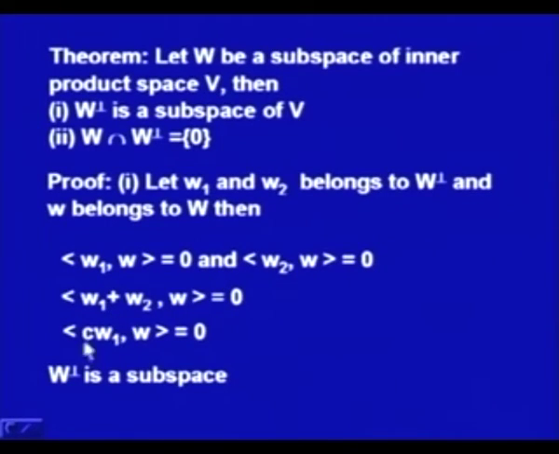Further, if the inner product of w1 comma w is equal to 0, that means c times w1 comma w, this inner product will also be 0. So, we have the sum of two vectors belongs to W perpendicular, and the scalar product will also belong to W perpendicular, and that means this is actually the definition of subspace. So, we say W perpendicular is a subspace of V.